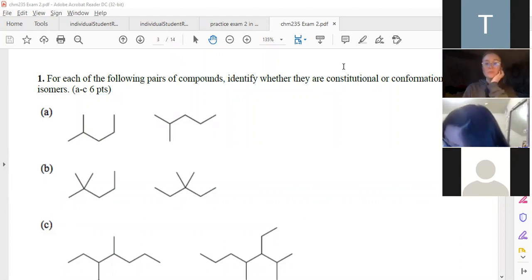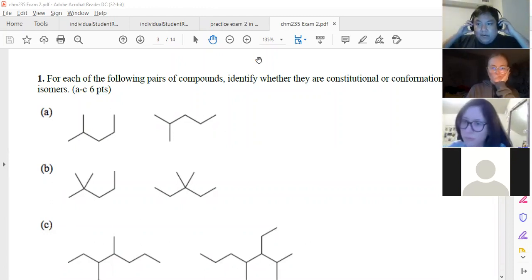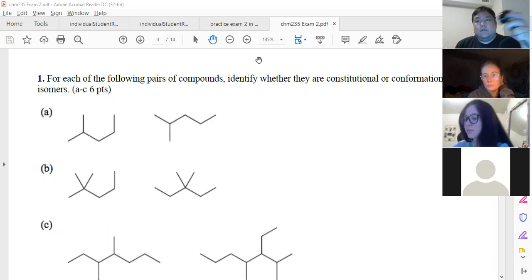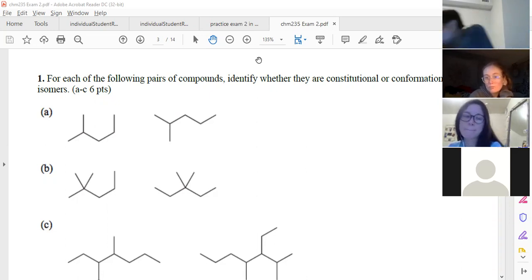So if you can see my camera screen, right? These are my headphones, right? And if I had another set, like my wireless earbuds, right? These would be constitutional isomers. They're both earbuds. They both do the same thing. One's wireless, one's wired, right? So these would be constitutional isomers. They're the same thing, but they're assembled differently.